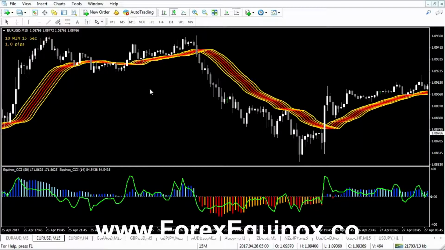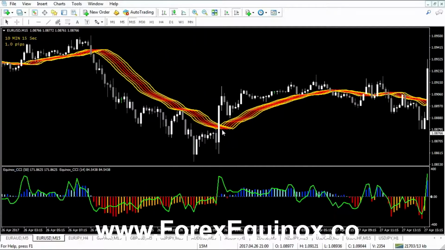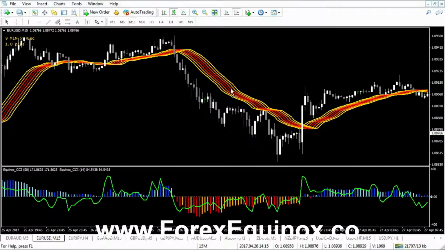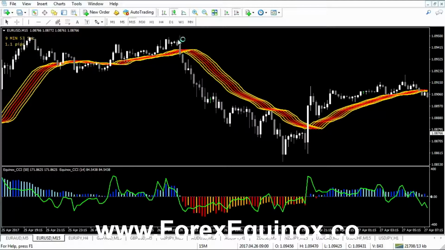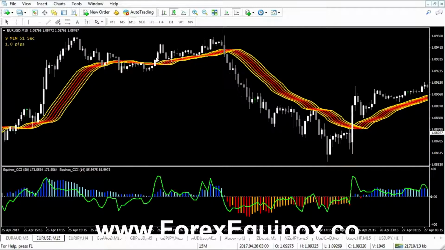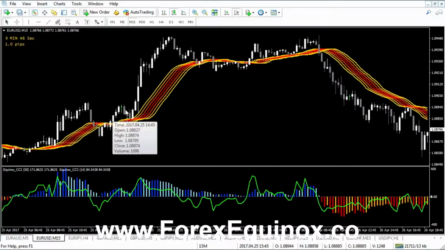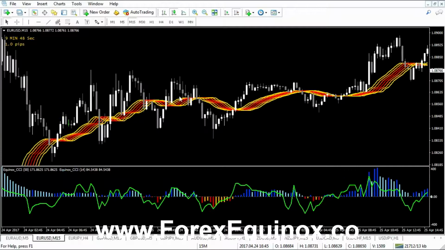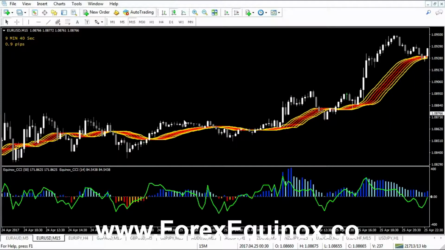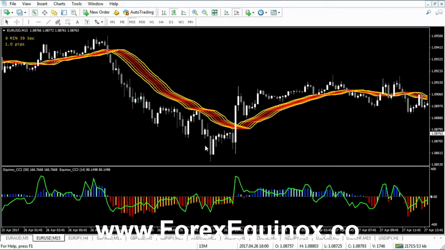Now, what happens as far as a long trade goes is we get a close above the ribbon. The price will be below the ribbon, and then when we get a move above and a close above, we get a signal to go long. We get a signal to go short when we get a close below the ribbon. All right, it's really as simple as that. Close above, signal to go long. Close below, signal to go short. And that is very, very simple.